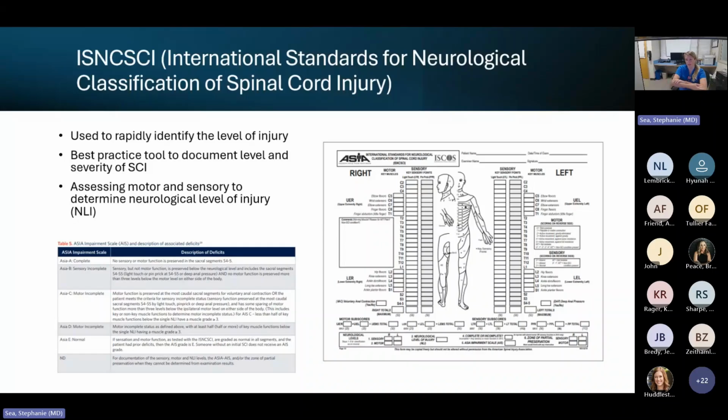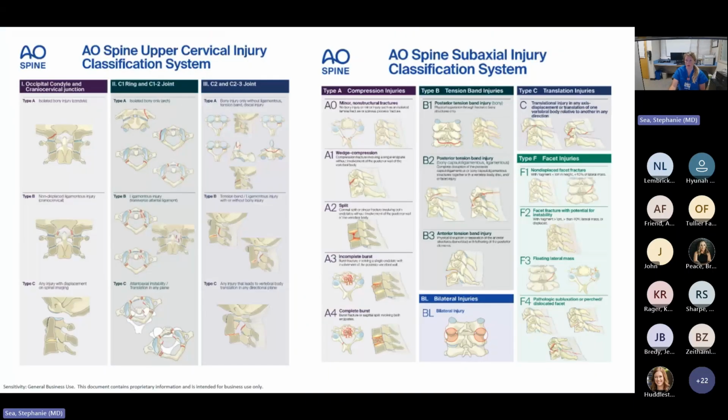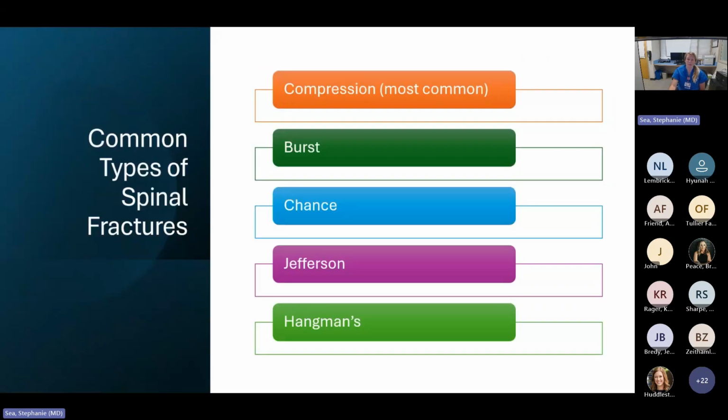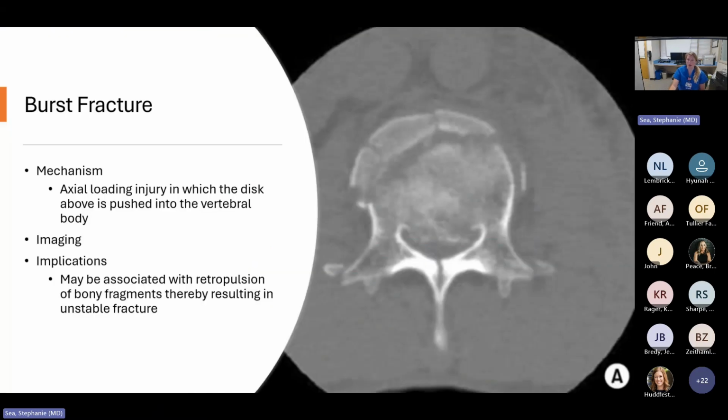So this will give you a good tool as to what's going on. I won't belabor this, but these are all really good points to come back and look at. Common types of spine fractures that we see: compression being the most common, burst, chance, Jefferson, Hangman's. I'm sure all of you guys have heard those. Burst fractures: the mechanism is axial loading, and you'll see that actual burst or splaying out of the fractures. That's what our gentleman CB had.